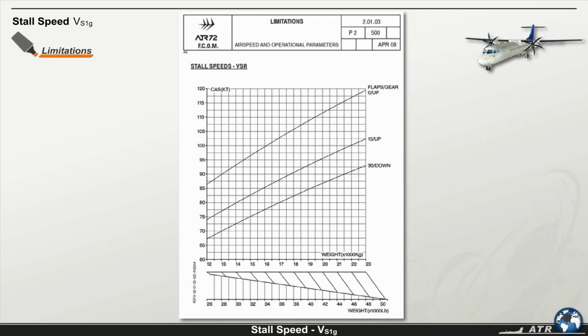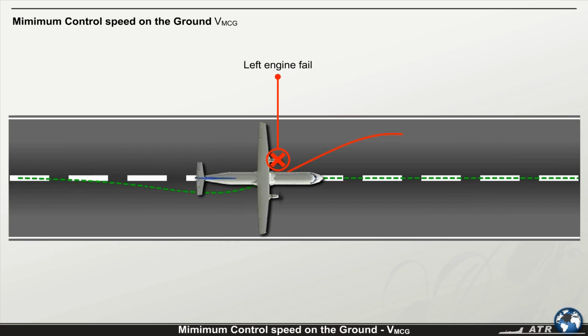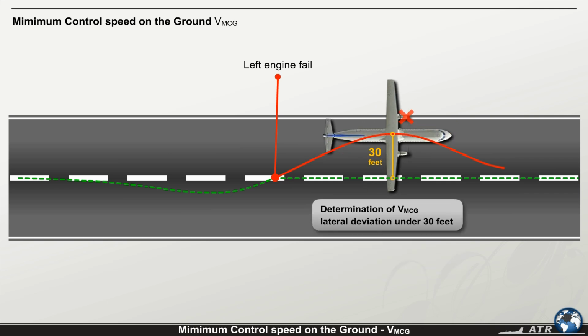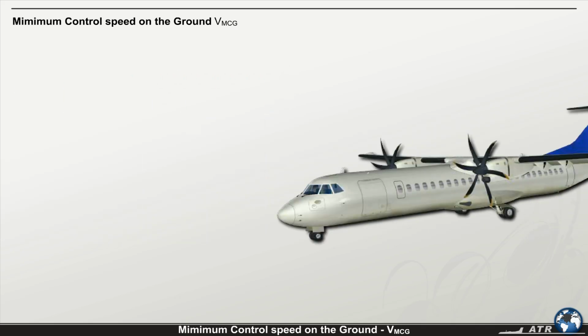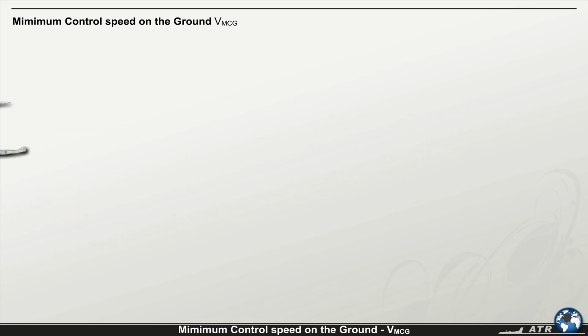The VSR can be calculated for different aircraft weights and configurations. The minimum control speed on the ground, VMCG, is the speed at which, in case the critical engine fails, it's possible to maintain the aircraft control using only the primary aerodynamic controls. The critical engine is the left one. This speed allows the takeoff to be safely continued using normal piloting skills.